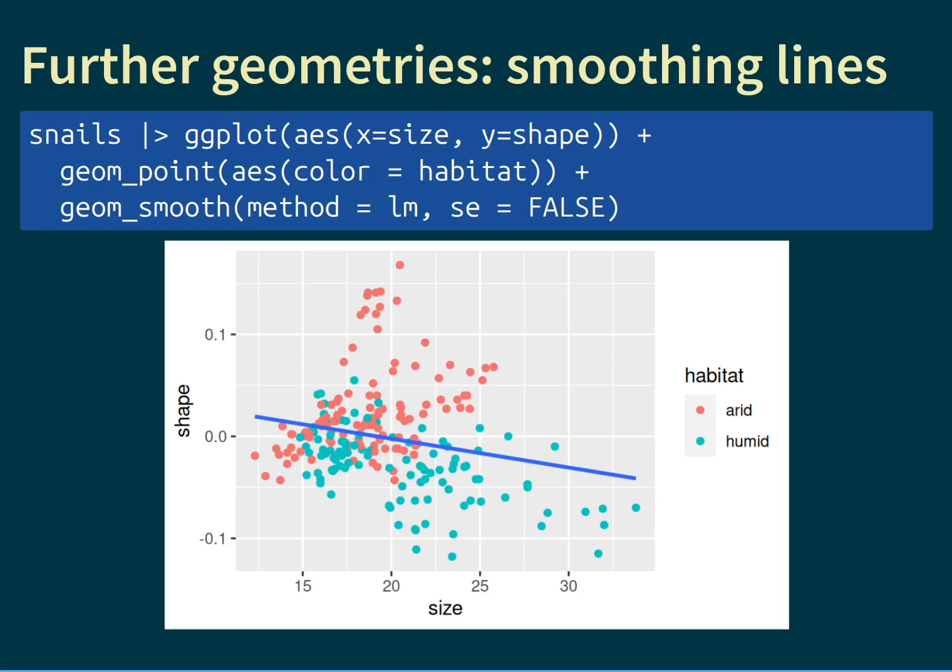Therefore, since we only specified the color aesthetic in geom_point, that means that the points will be split into different colors, but geom_smooth is not affected by that. We get one general smoothing line across the whole dataset. Notice also that the default color of the smoothing line is this blue that you can see on the slide. If you want to override it, it is possible to do so.